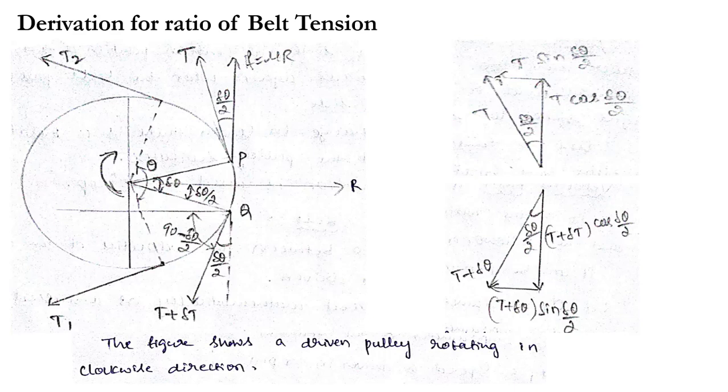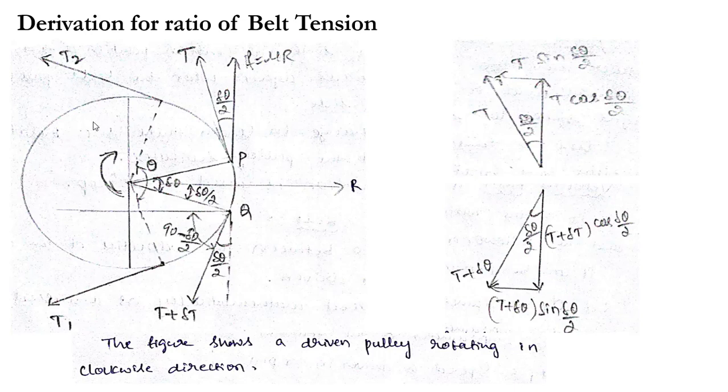Hello everyone. In the last two classes, we had discussion on expression for length of belt in open belt drive and in cross belt drive. Today, let us take up one more derivation, that is derivation for ratio of belt tension. So we will see how this derivation goes on. Here actually we will derive that ratio of belt tension. We have the different tensions here, T1, T2, and we will derive the ratio for these two belt tensions.